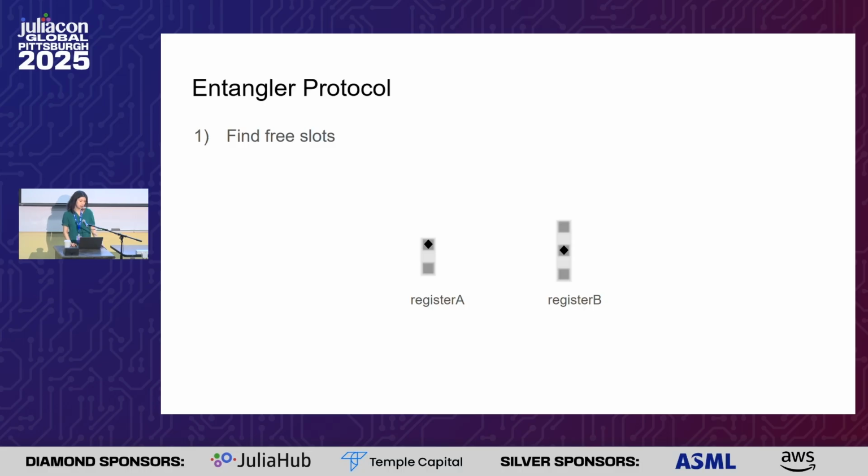So let's start with a simple protocol that entangles one slot on register A with one on register B. This is how the visualization looks in QuantumSavory. You can see that register A has two slots, which are the dark gray boxes, and the first slot is already in use, indicated by the black diamond. The first step in this protocol is to find an available slot on each register and to create the entanglement. So once you find a pair of free slots, you would like to entangle them.